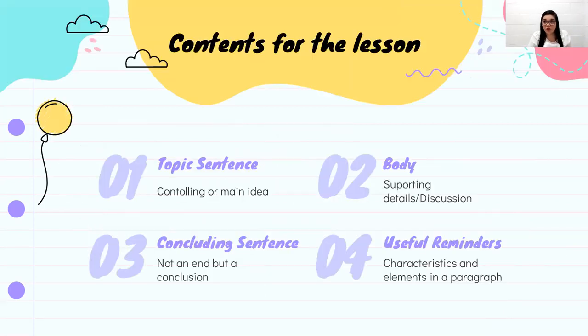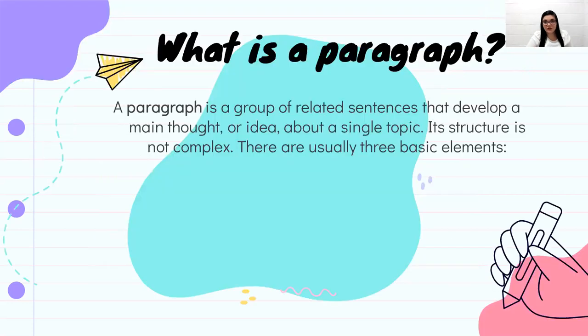The content that we're going to go through is basically 4 parts. And as I told you, I'm going to divide this video conference into 3 different sections. The first one is the topic sentence, the main or the controlling idea of a paragraph. The second one is the body, or the supporting details or discussion of a paragraph. The third one is the concluding sentence, not an end for a paragraph, but a conclusion. And the last part is going to be some useful reminders that can help us recall some characteristics and some elements in a paragraph. So let's get started with the very first part.